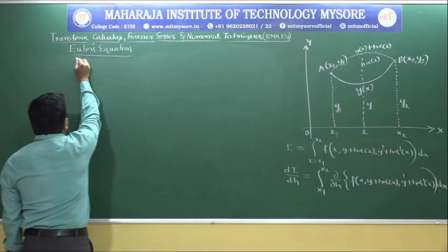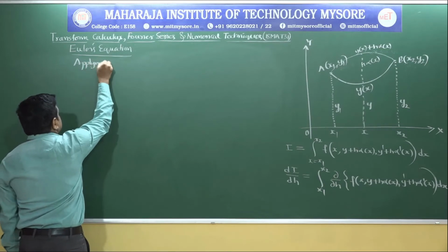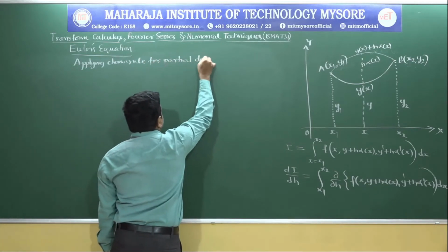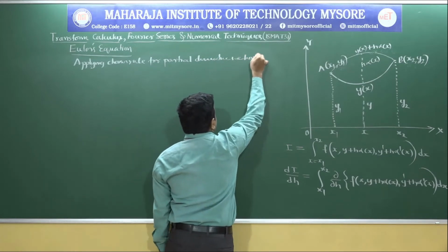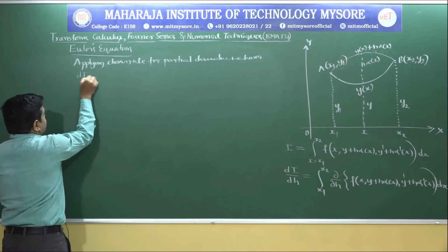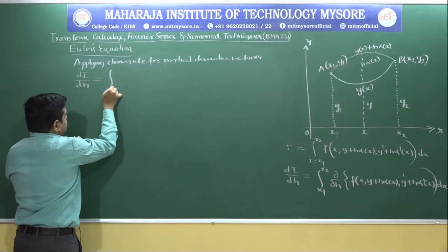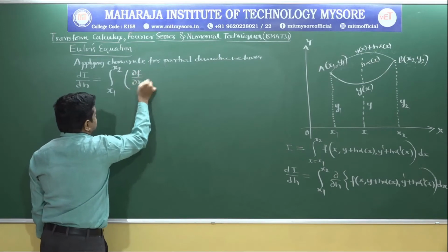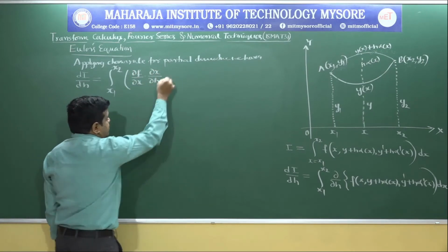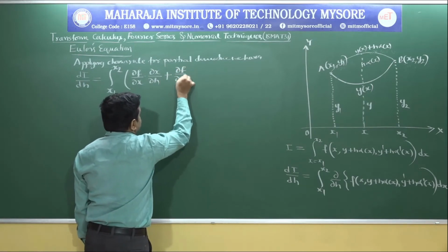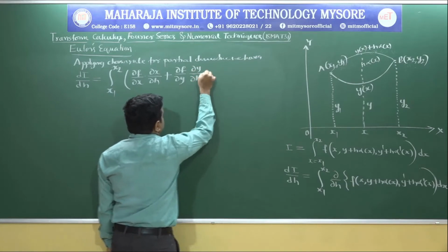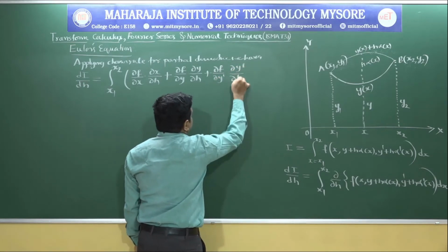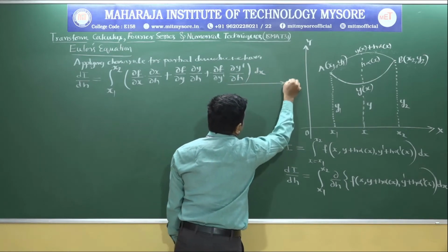After this, applying the chain rule for partial derivatives, we have the right hand side, derivative of I with respect to h, equal to the integral of x running from x1 to x2 of dou f by dou x into dou x by dou h plus dou f by dou y into dou y by dou h plus dou f by dou y dash into dou y dash by dou h, into dx. Call this equation star.